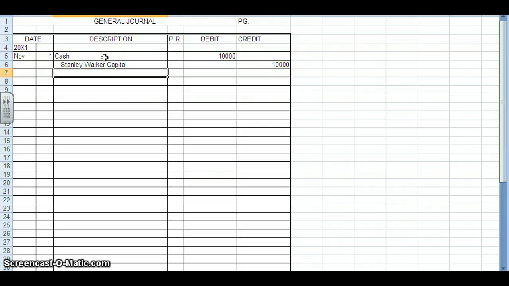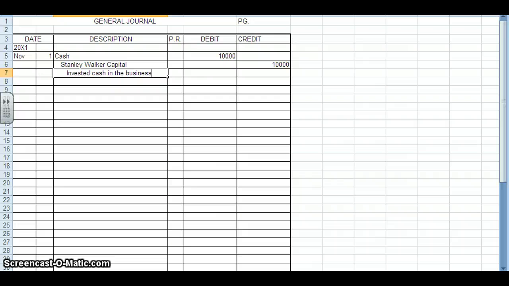And then the last thing we're going to do is a description. So this is going to be indented even a little bit more. And the description is just what happened in that transaction. Invested cash in the business. If you're given a source document, this would be the place that you could indicate that. So if there was a receipt to go with this, if there was a bill to go with a transaction, you could say what bill number it was, what receipt number it was in this location.